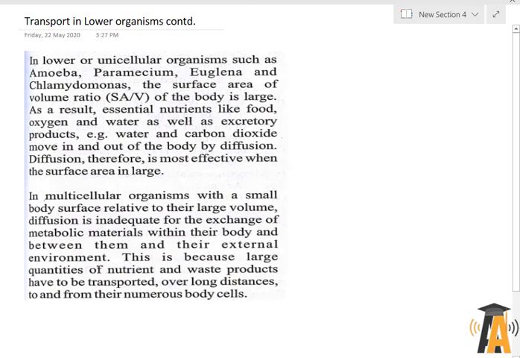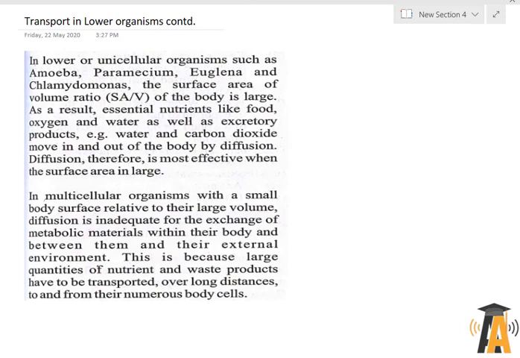Now we see that in unicellular organisms, such as amoeba and paramecium, the surface area to volume ratio of the body is large. Why? Because these organisms are small. Because they have a large surface area to volume ratio, nutrients like food, oxygen, water, and excretory materials like water and carbon dioxide can move in and out of the body by diffusion. So diffusion becomes effective in transporting these materials from one place to the other.